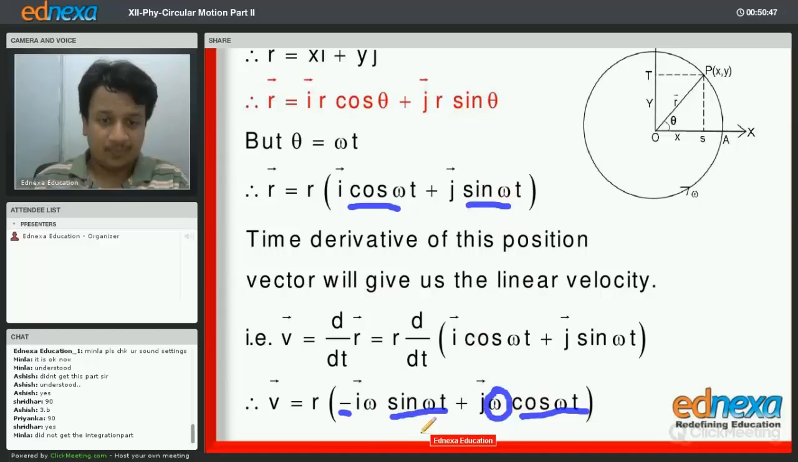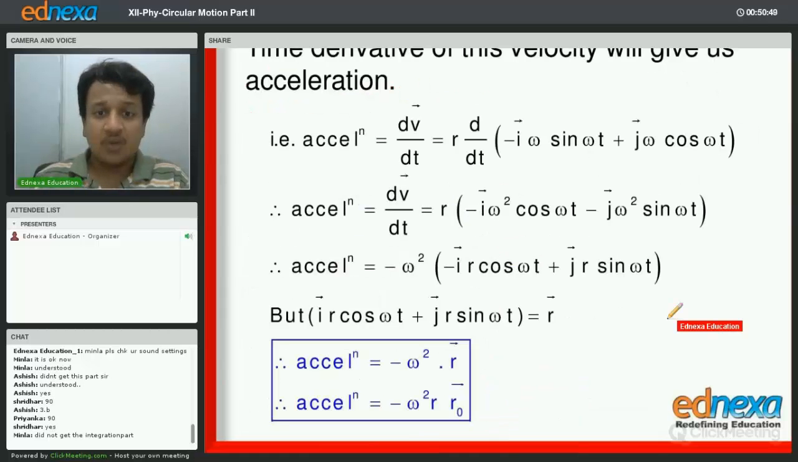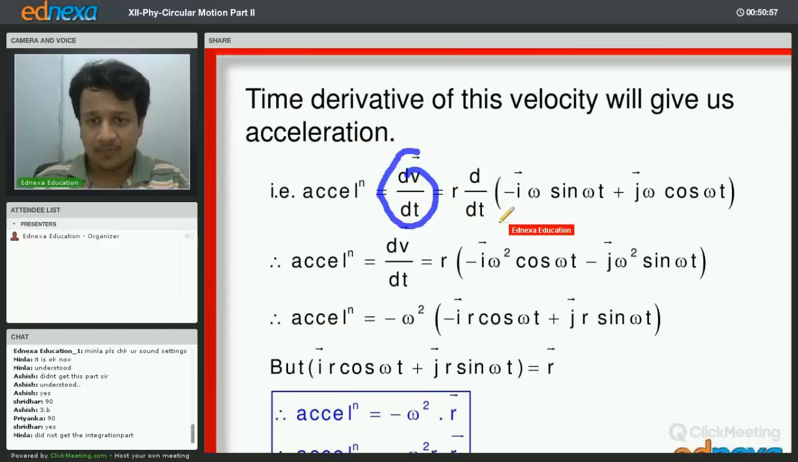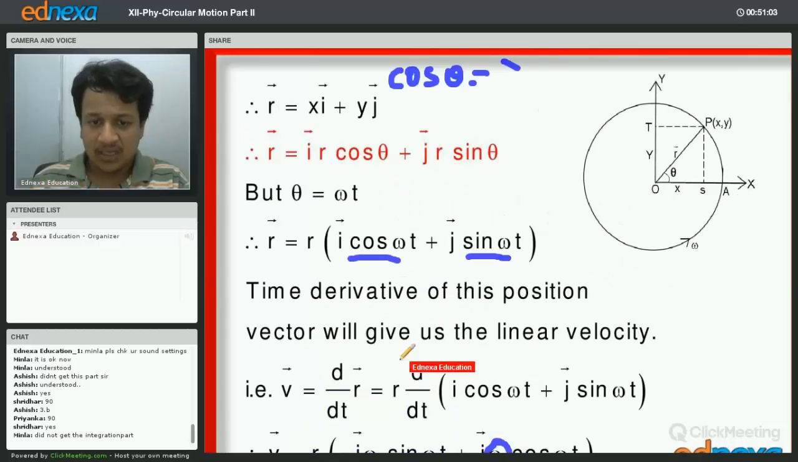This is velocity. We want to find out acceleration. Is it right? So to find out acceleration, again I am going to take the derivative of velocity. So what is the derivative of r as it is? Again, is it right that from the beginning we are carrying this r?